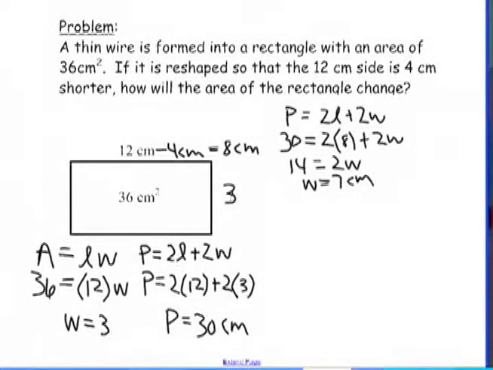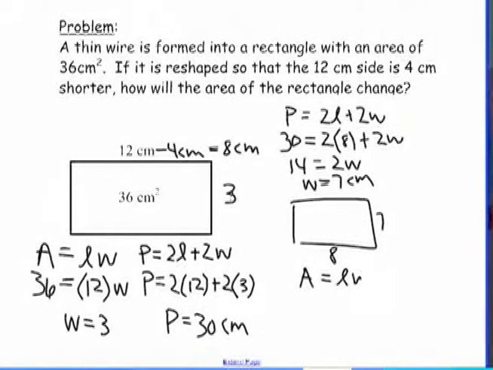So now that we know the new length and width of our rectangle, we can create a new rectangle with a length of 8 and a width of 7. Area is going to be length times width, and our area is going to equal then 8 times 7. So the area of the new rectangle would be 56 centimeters squared.